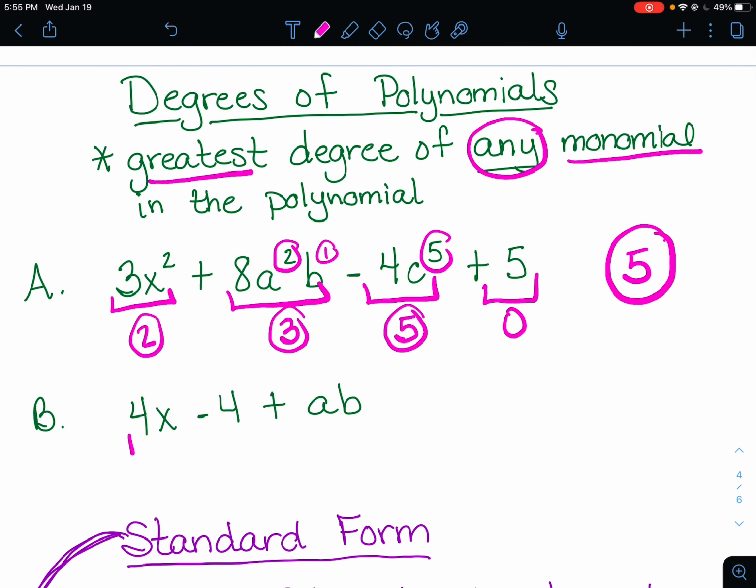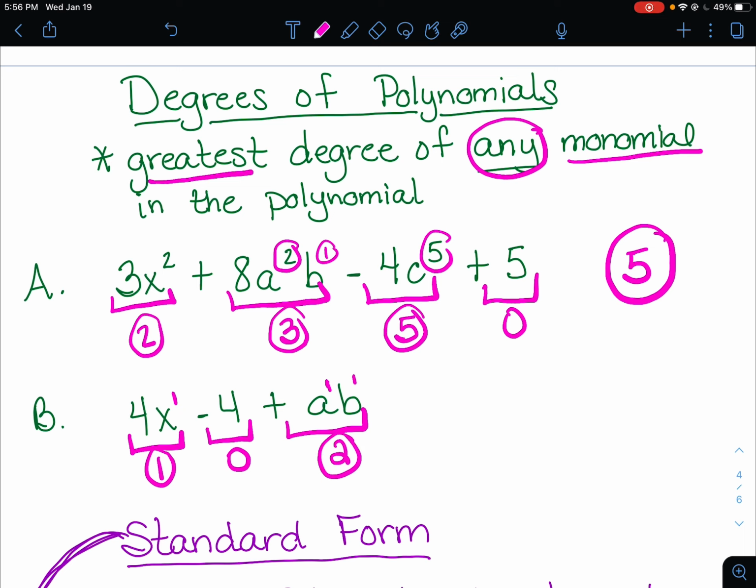We have 4x, that's one term, a negative 4 is another term, and then a positive ab is another term. So this is a polynomial. We can more specifically call it a trinomial because it's 3 pieces. And now we're going to look at each one. We know there's a 1 there, so this is a degree of 1 for this term. There's just a number, so it's a degree of 0. This one has 1, 1, so this is a degree of 2.